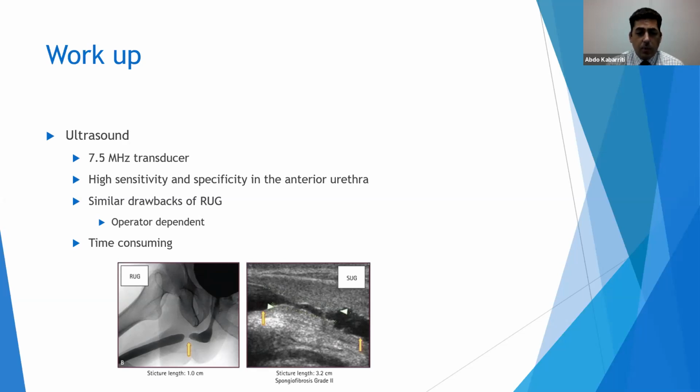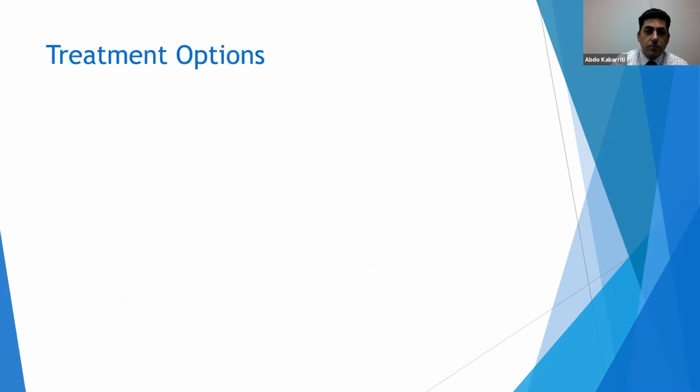So here's an example where on the retrograde urethrogram, it looks like the stricture length is about 1 centimeter. But when you're looking on ultrasound, you could see that the degree of spongiofibrosis actually extends well beyond the urethral stricture, or the narrowing of the lumen itself. So this allows you to potentially plan a little bit better for your repair.